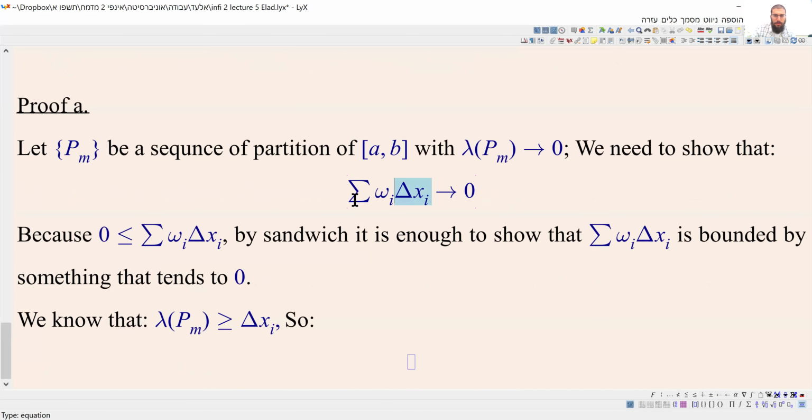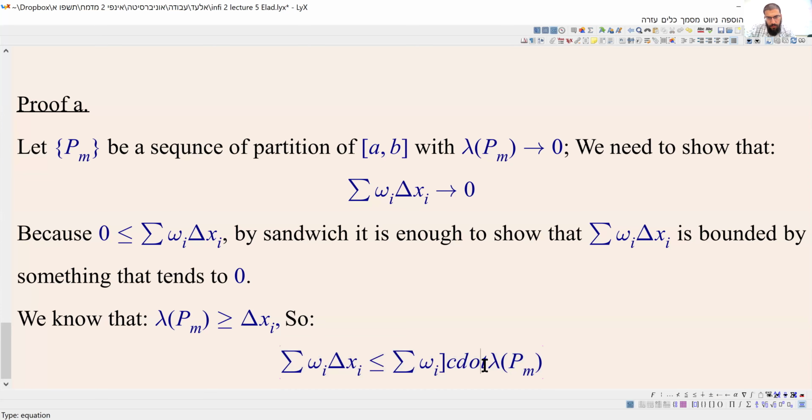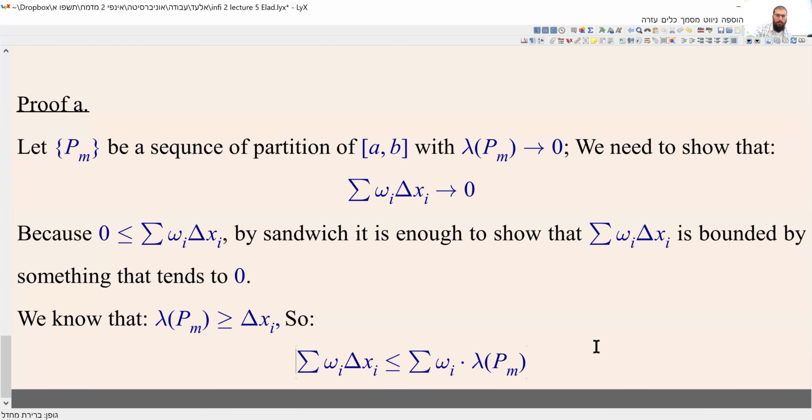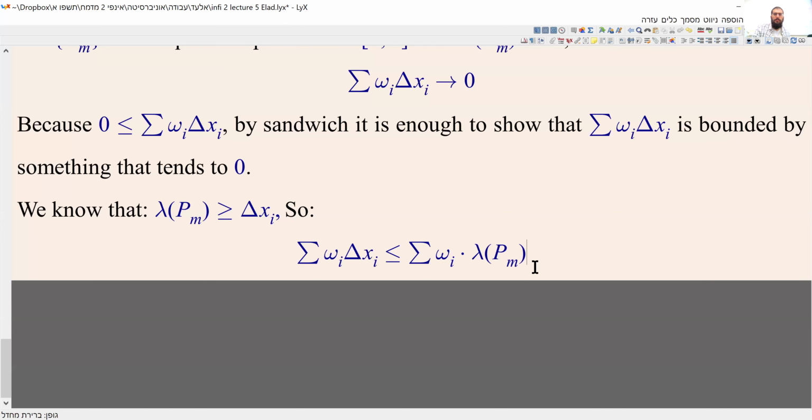So if we change lambda xi for the parameter, we get something bigger. Again, everything here is positive, or at least non-negative.